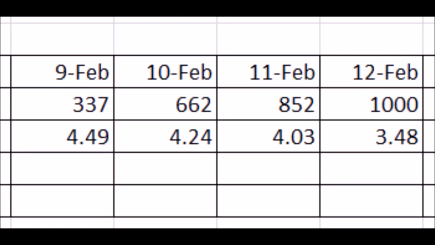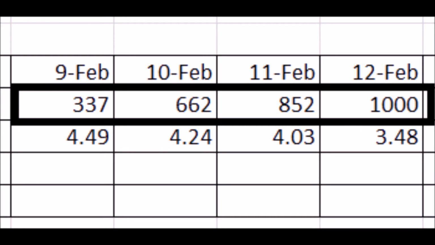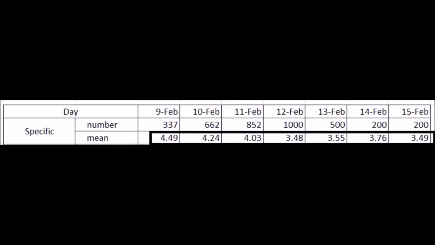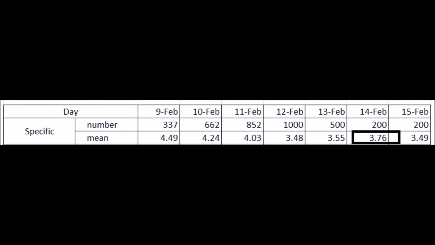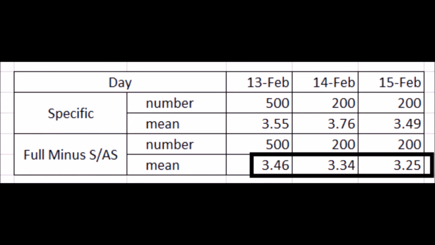So for these 4 days, I only practiced the specific algorithms. These are the number of solves I did each day, and these are the mean of each day of solves. If we look at the mean progression for the whole week, it seems to decrease from 4.4 to 3.5 and then stay about there. The day when I got a 3.76 mean might be an outlier because of the smaller sample size. For the last 3 days, I practiced both the specific algs and the full set minus soon and anti-soon. The mean for the latter decreased from 3.46 to 3.25.